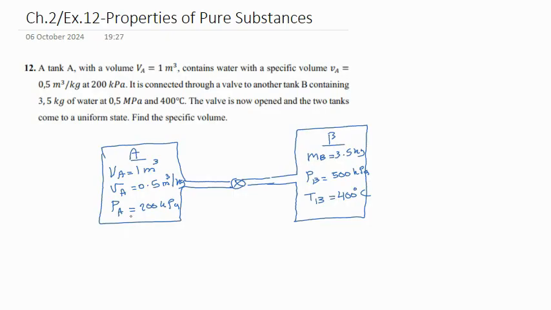Now, as you can see, we have two independent intensive properties in both tanks. This allows us to calculate various properties. So let's see what's the question. The valve is now opened and the two tanks come to uniform state. Find the specific volume, so the final specific volume.